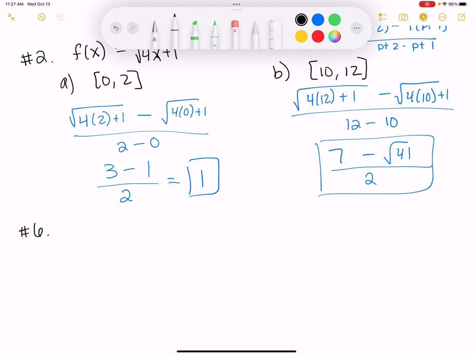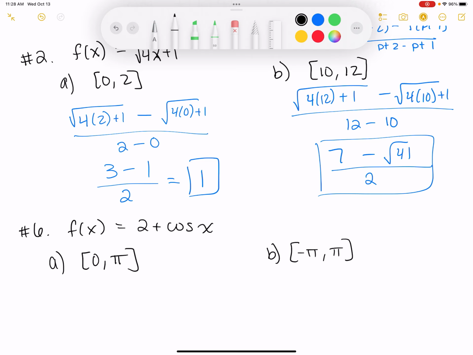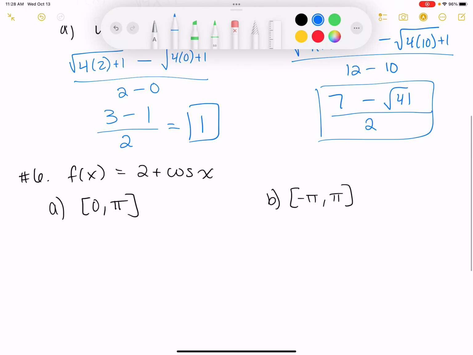All right, so number 6, f of x is equal to 2 plus the cosine of x. And then we've got a being 0 to pi and b being negative pi to pi. So we're going to do the same thing. We're going to plug it in. 2 plus the cosine of pi minus, and remember it's minus the whole function, so you may want to use parentheses, 2 plus the cosine of 0, all divided by pi minus 0.